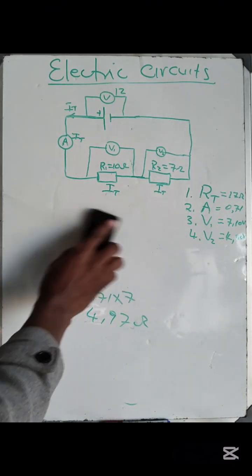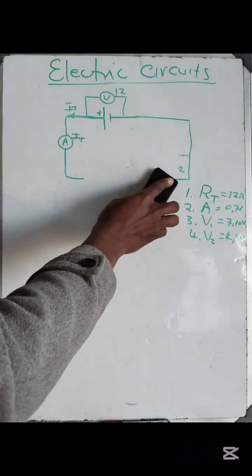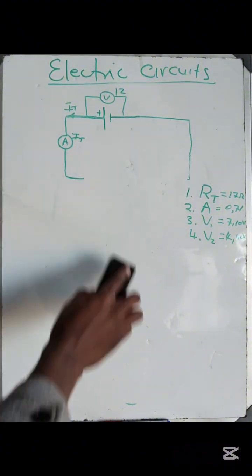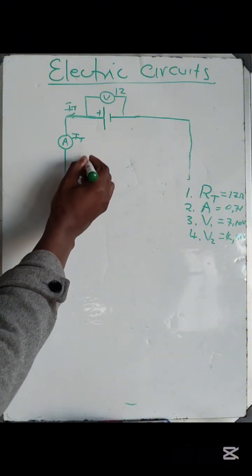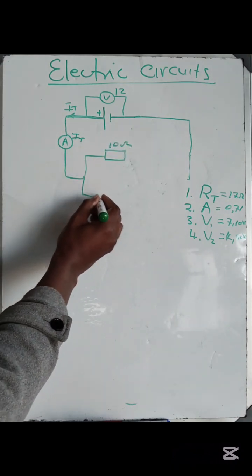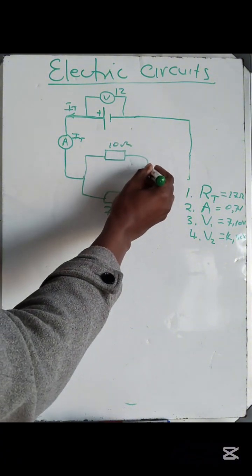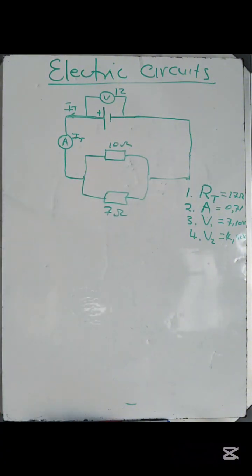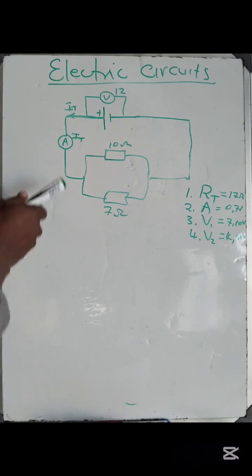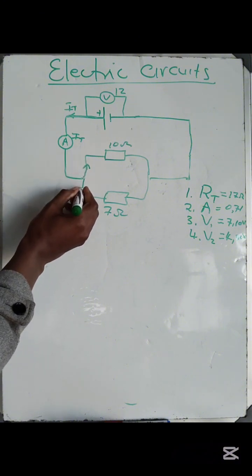Now let's quickly go to parallel. What will happen if the resistors are parallel to each other? So we have this resistor of 10 ohms, then we have this resistor of 7 ohms, just like that, okay? So what we know is that this is a parallel combination. So the current here is divided.